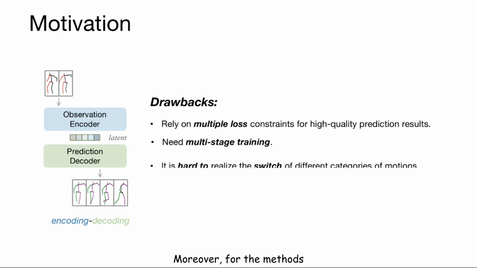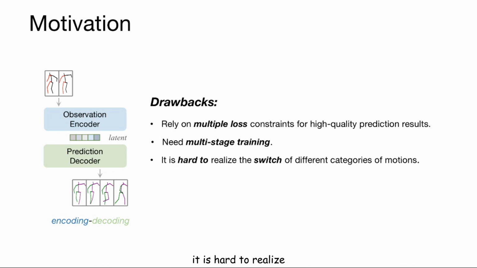stages. Moreover, for these methods, it is hard to realize the switch of different categories of motions, like switching from walking a dog to sitting, which is pivotal for result diversity. The reason is that these methods are largely limited to observed motion sequences for prediction, which include few such switches.